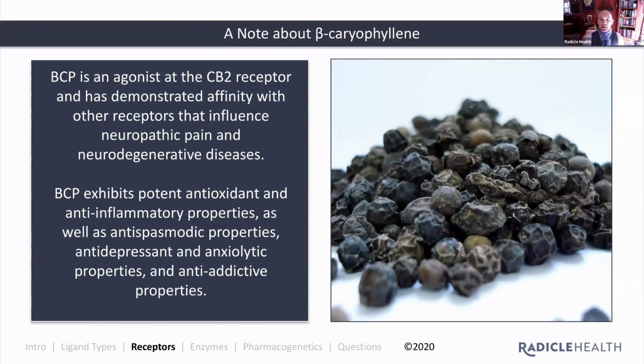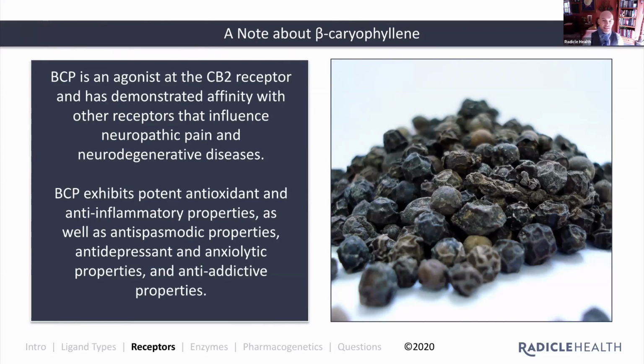I want to talk just briefly about beta-caryophyllene. Beta-caryophyllene, of course, is a common terpene that's found in cannabis. Unlike other terpenes, however, beta-caryophyllene, or BCP, exhibits ligand-like properties. It's actually an agonist at the CB2 receptor, and it's demonstrated affinity with other receptors that influence neuropathic pain and also anti-addictive behaviors. So BCP, because it's an agonist at CB2, demonstrates potent antioxidant, anti-inflammatory properties. It's an antispasmodic. It's an antidepressant, anxiolytic, and again has anti-addictive properties.